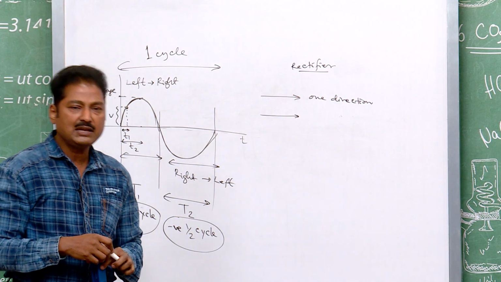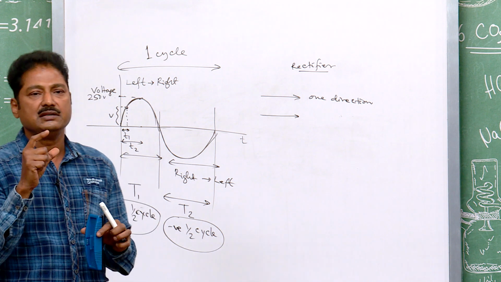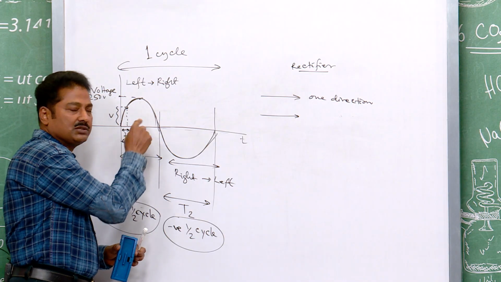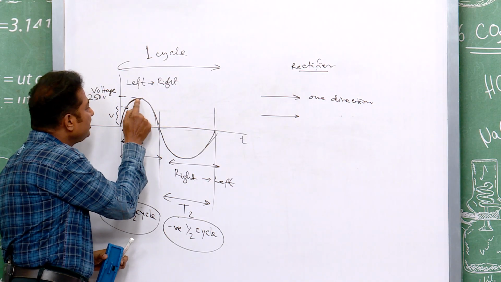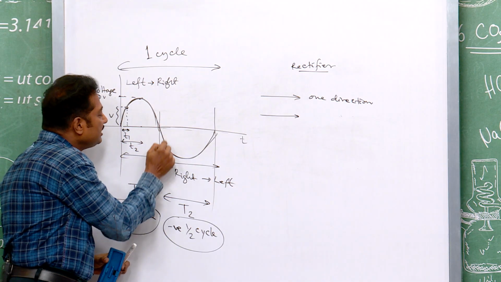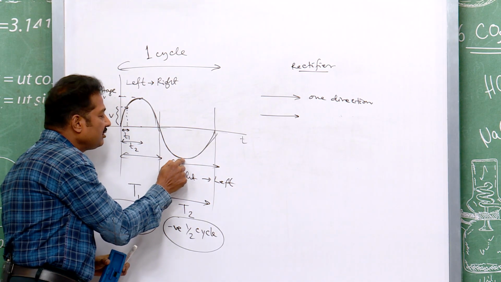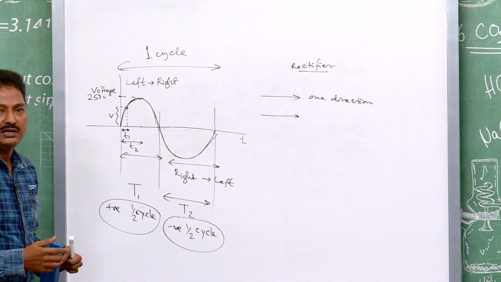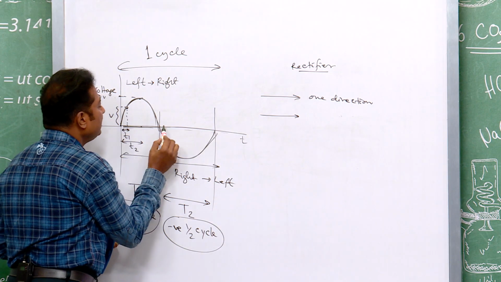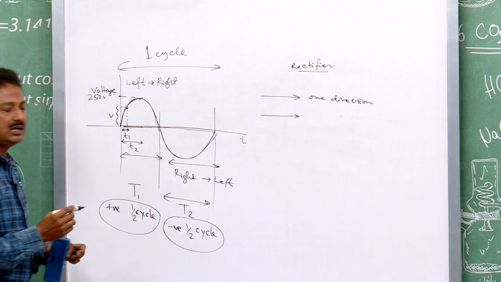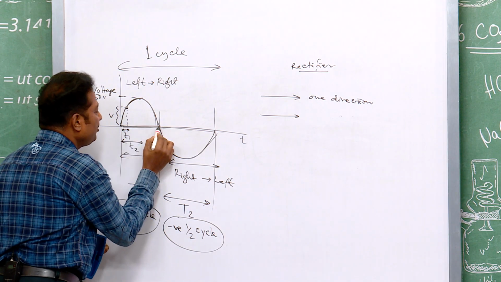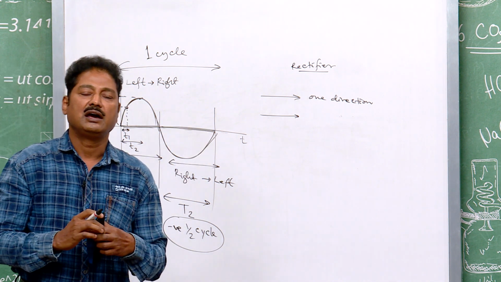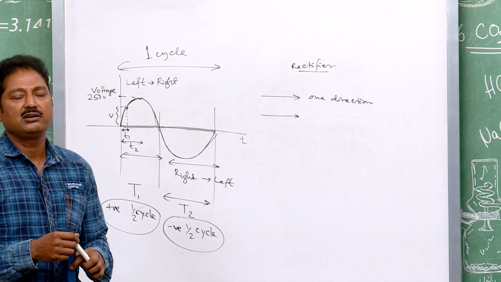So, if I define AC, then in this way I can define AC as a signal in which the magnitude changes continuously. Here you see the magnitude is increasing to maximum, then decreasing to minimum, then increasing in the opposite direction to maximum, then decreasing to 0. In this way the magnitude is changing continuously. Again the direction is changing periodically. That means for some time it is from left to right, and for the other half it is from right to left. In this way the magnitude and direction are changing in alternating current or alternating voltage.